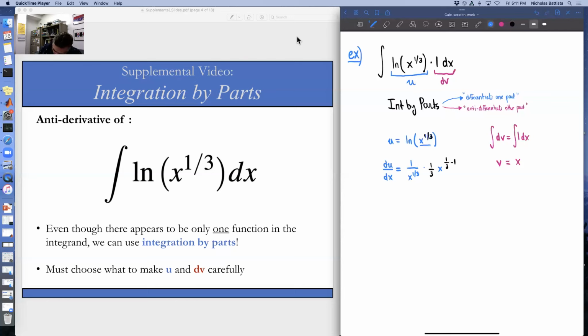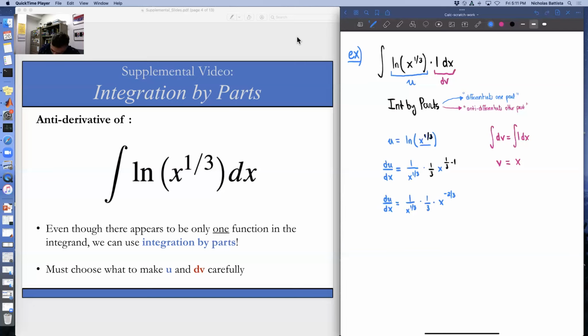So we have our du dx, or derivative of u. This is equal to 1 over x to the 1/3 times that 1/3 coming from the power rule times x to the 1/3 minus 1 power, or the minus 2/3. All right, we're almost at the stage to use our integration by parts formula. However, the formula that we need is in terms of du, not du dx. So we'll kick this dx over to the right-hand side through cross multiplication.